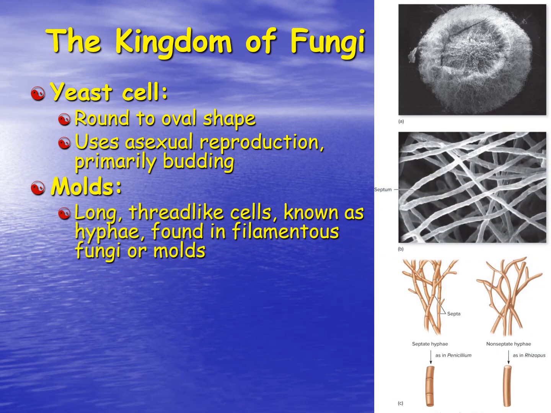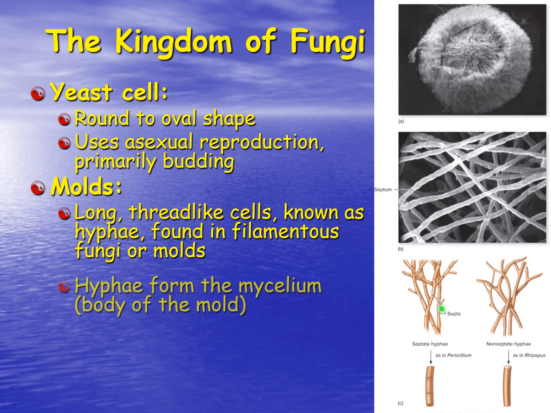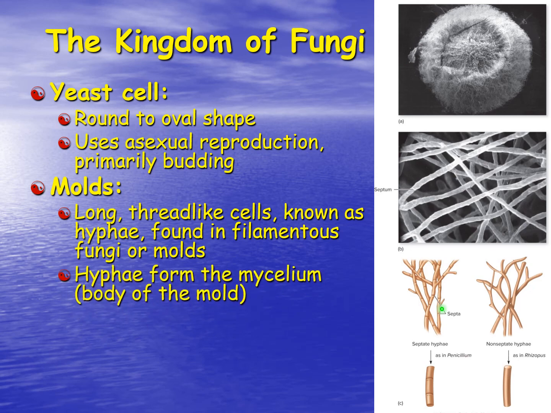Molds grow long thread-like cells known as hyphae, and they're found in filamentous fungi or molds. They actually then will form what's known as the mycelium. So the mycelium, or the body of the mold, is actually comprised of groups of these hyphae that have grown together. Some molds actually grow what we call septate hyphae, where each individual cell is separated from the other by a barrier called the septum. And others, the cells just simply flow together in these hyphae, and so these are non-septate hyphae.